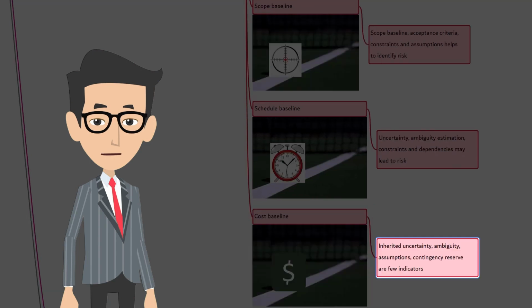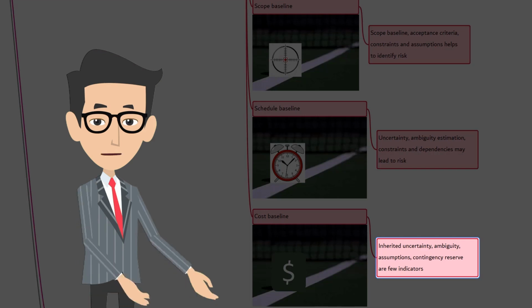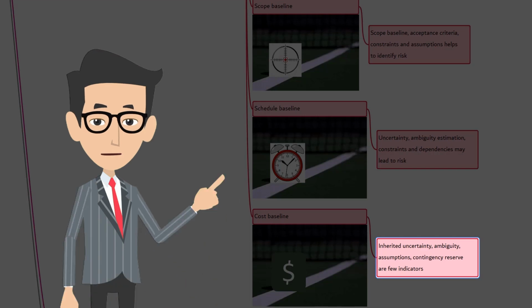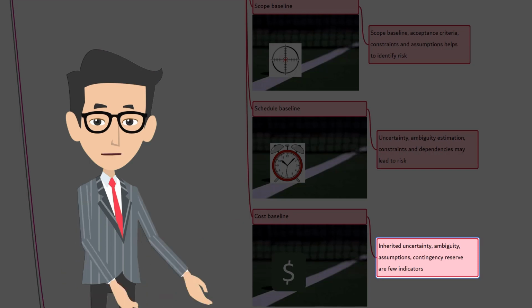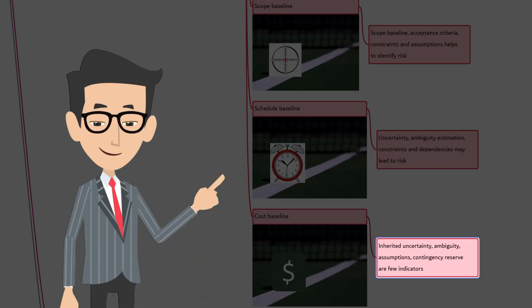Cost baseline. The cost baseline will have inherent uncertainties, ambiguity, and assumptions. This will help to identify the risk in the project that are related to cost. The amount of contingency reserve allocated is another indicator of risk. Obviously, the higher the contingency reserve, the higher the activity at risk, and the project as a whole is at risk. Of course, budget constraints and lack of clarity regarding the funding requirements are also indicators of risk.